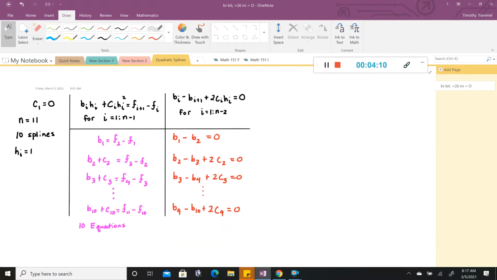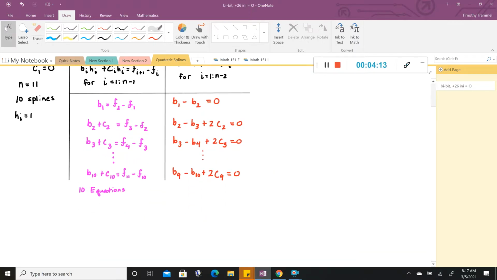Okay, so this gives us a large system of equations, and let me point out how many equations we have here. We have 9 equations. So we have a total of 19 equations. Let's think about how many unknowns we have. We have unknowns B1 through B10. We know what C1 is, so we only have C2 through C10. So this is a total of 19 unknowns.